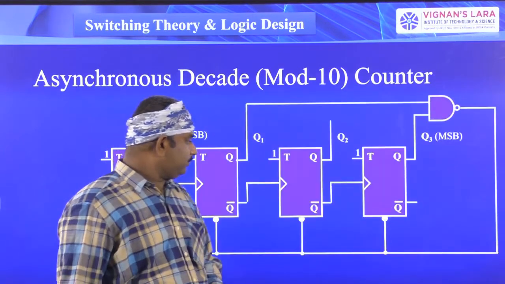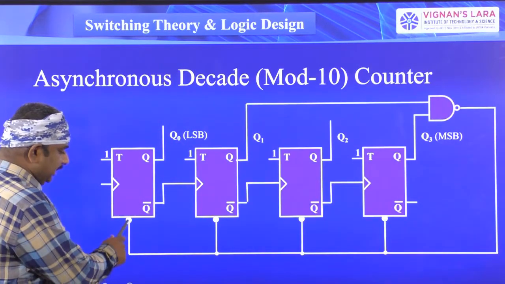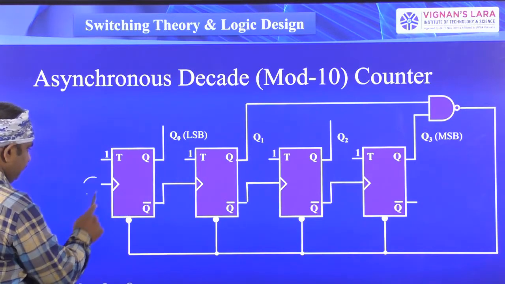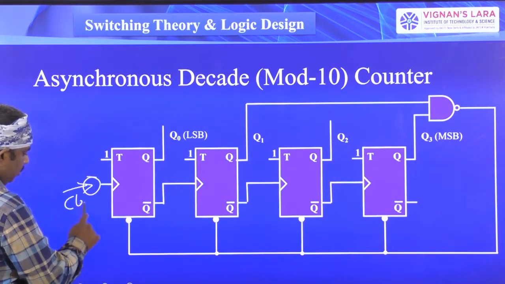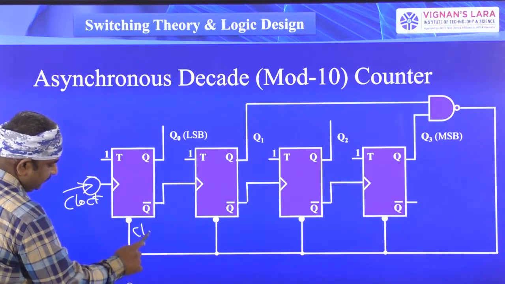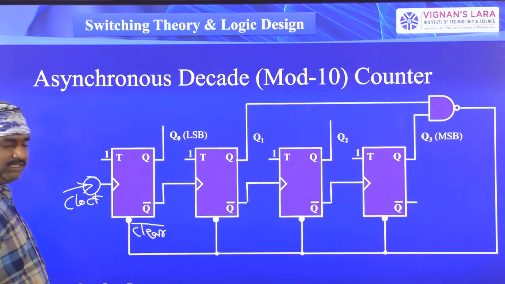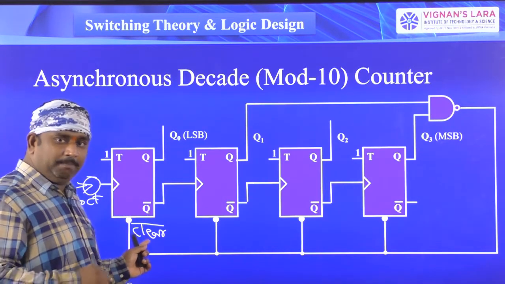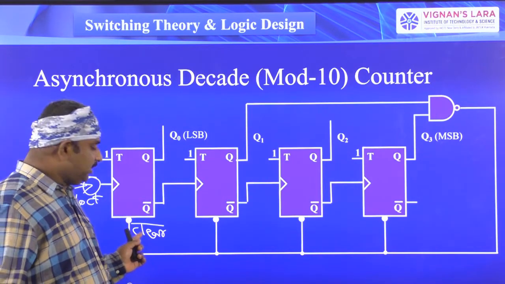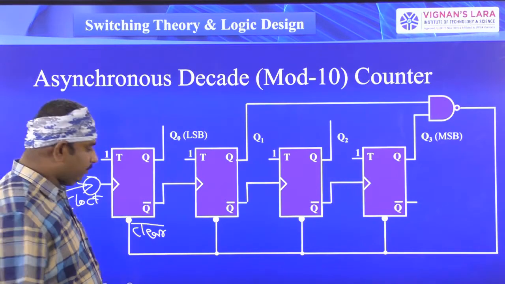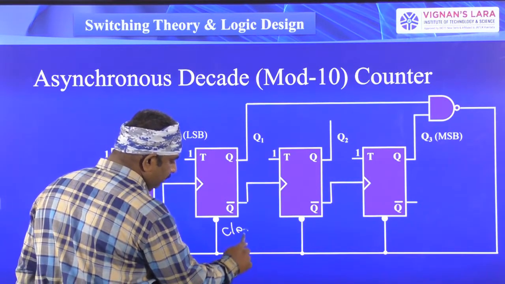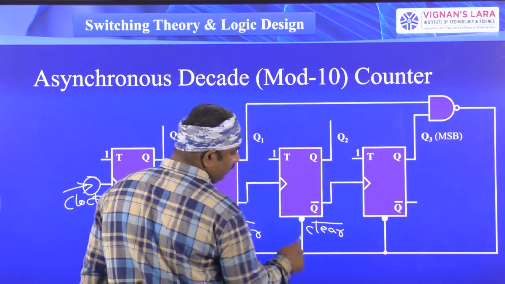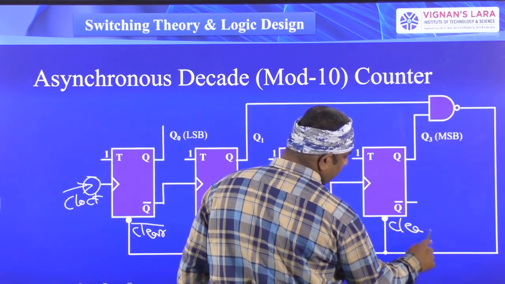So this is the clear signal. We know that this is the clock signal, and this is the clear signal. This is an active low signal. Clear bar indicates this is an active low signal. It works for 0. This is also clear bar, and this is also clear bar, and so on for all four flip-flops.